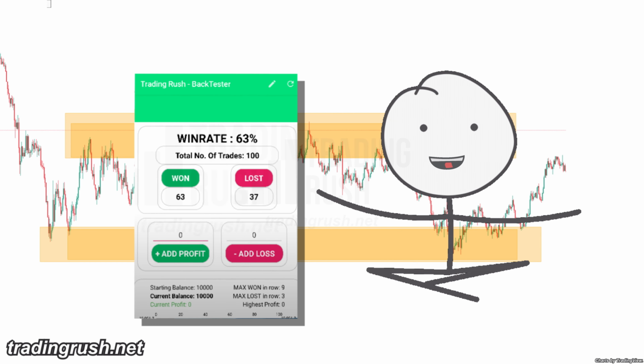That's my blink, or blind method of drawing support and resistance areas that actually gets around a 60% win rate, according to tested data on the Trading Rush channel.